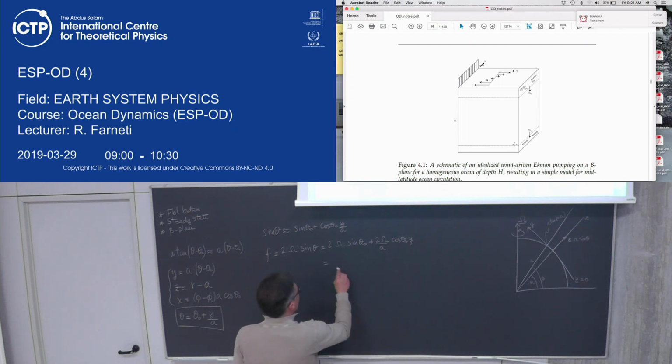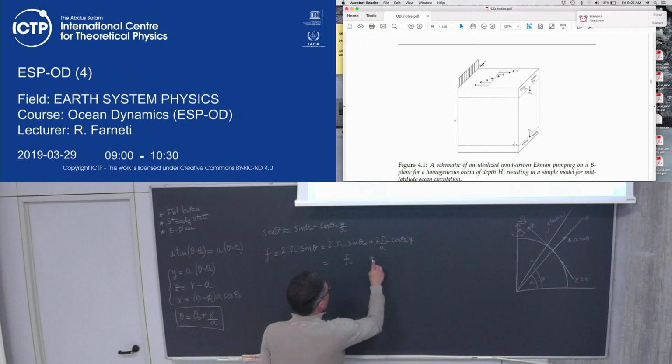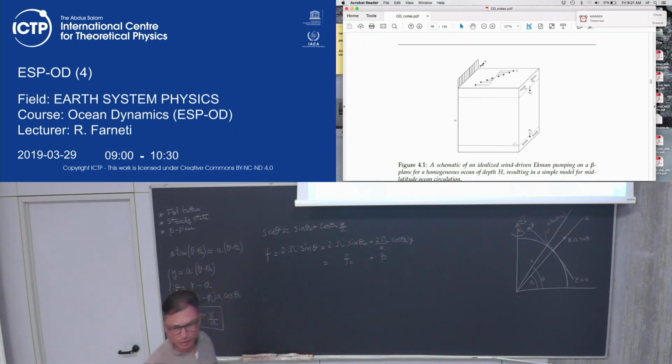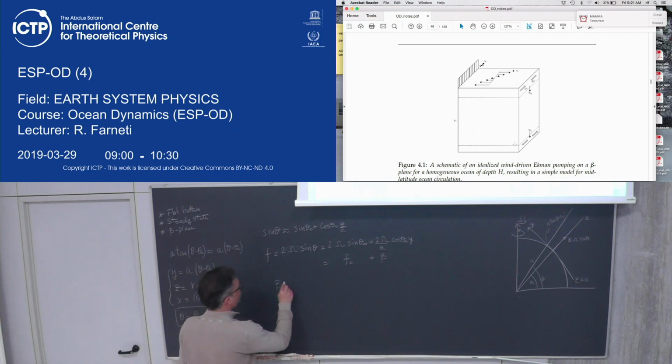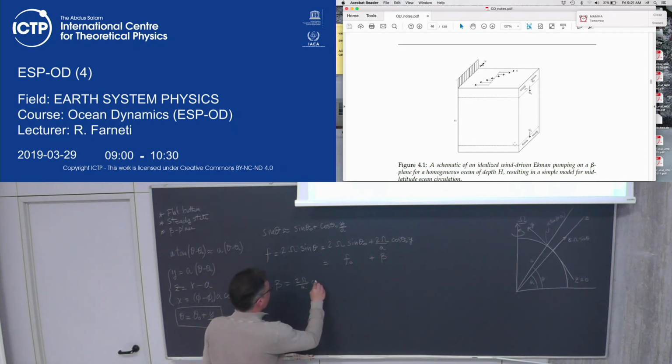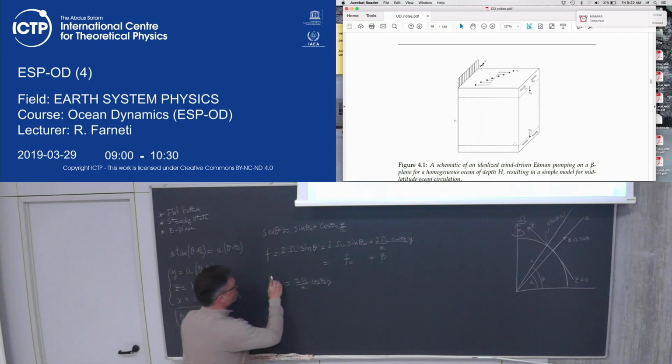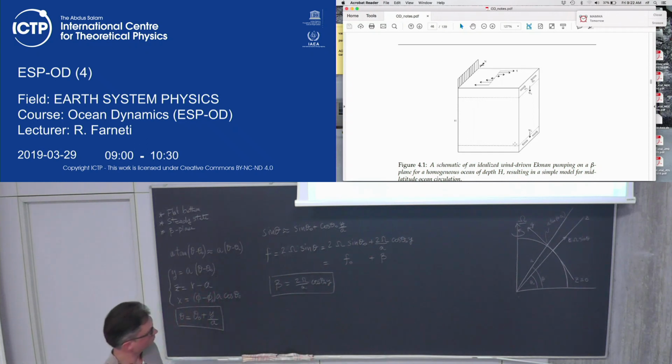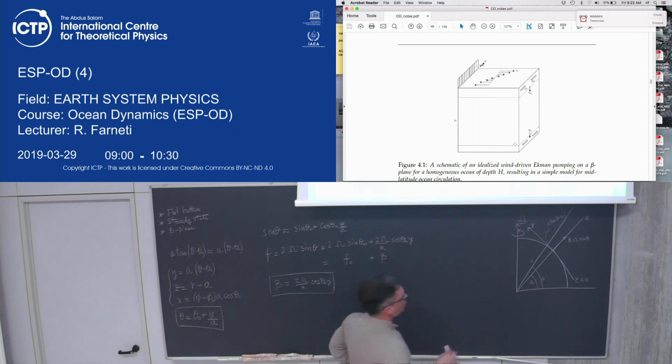And what is that? This is nothing but f naught plus a parameter that we're going to call beta, where beta is 2 omega over a cosine of theta naught, times y. Okay, so this is beta. This is the beta plane approximation that we derived using a Cartesian coordinate and relatively small variations in latitude theta.